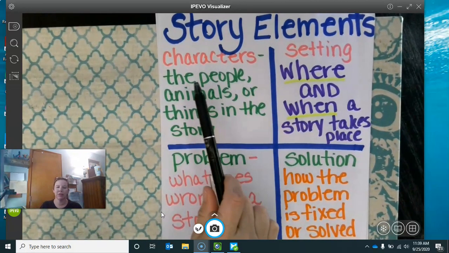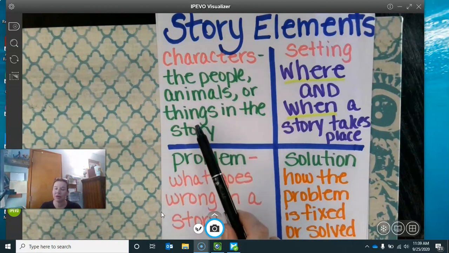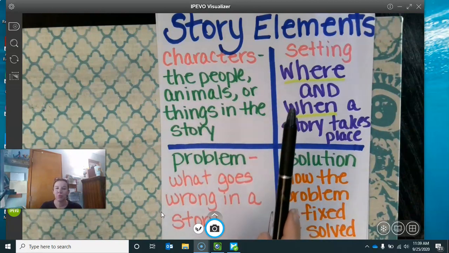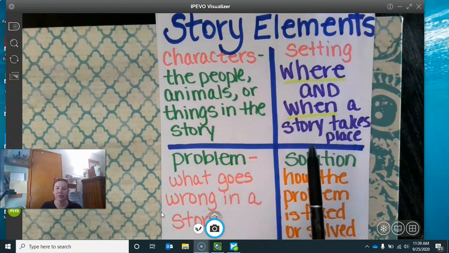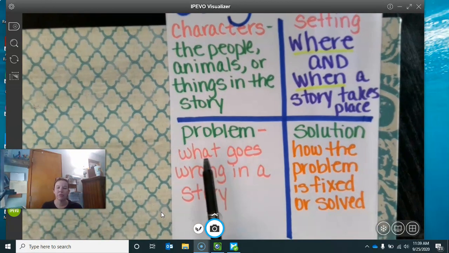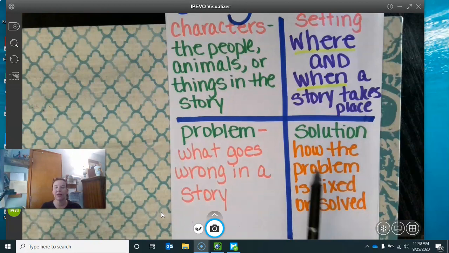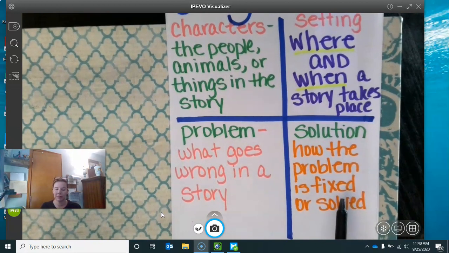So let's look at characters. Characters are the people, animals, or things in the story. Setting is where and when a story takes place. The problem is what goes wrong in the story. What do they need to fix? And the solution is how the problem is fixed or solved.